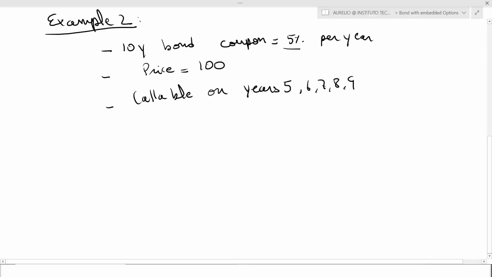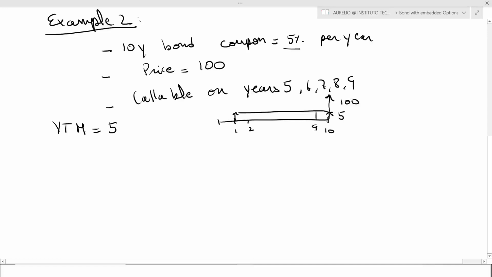Let's see some examples. Imagine that you have a 10-year bond with a coupon of 5% per year, whose price today is 100. Now, this bond can be called by the issuer on years 5, 6, 7, 8, and 9. First, given that the price today is 100, we can get the yield to maturity of the bond. The yield to maturity is going to be actually 5%. This bond basically pays from year 1 up to year 10 the $5 coupon, and then in year 10, it also pays the $100 face value. The current price is 100. So the yield to maturity is going to be equal to the coupon, given that the price is equal to the face value.